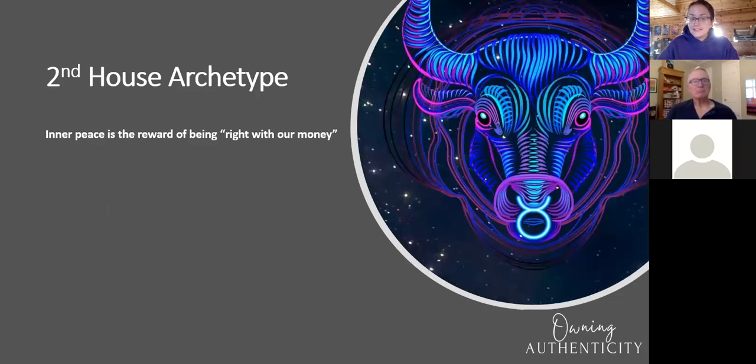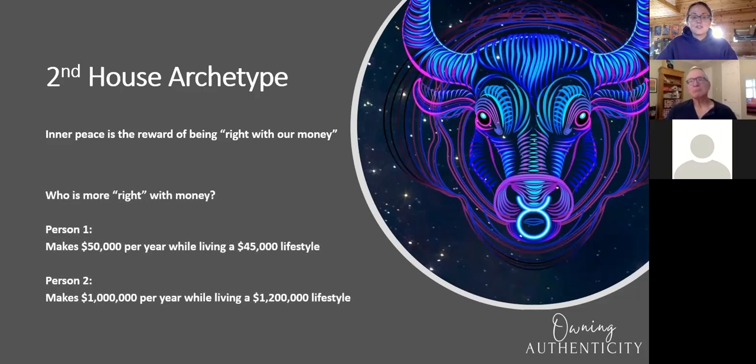So inner peace is the reward of being right with our money. How much money you need, again, depends on the story your second house is telling. So this is like, who is more right with their money? In the first example, this person makes $50,000 a year. In the second example, they make $1 million a year.